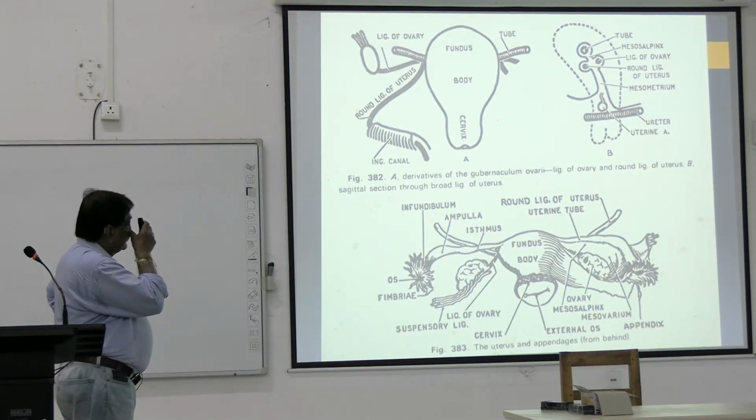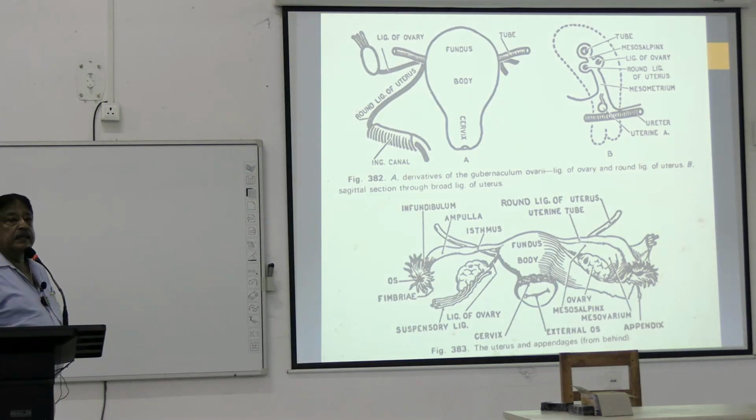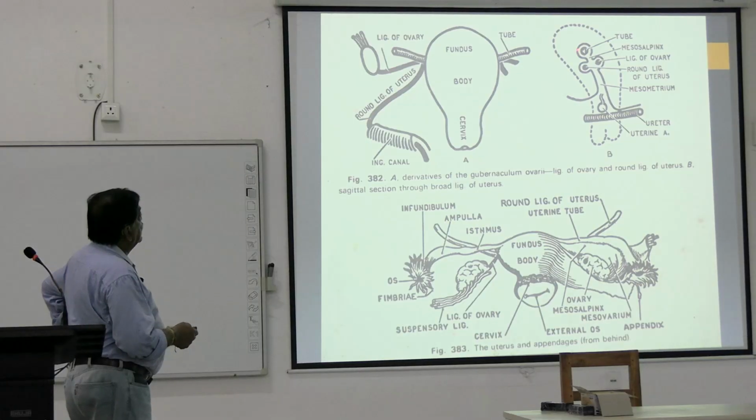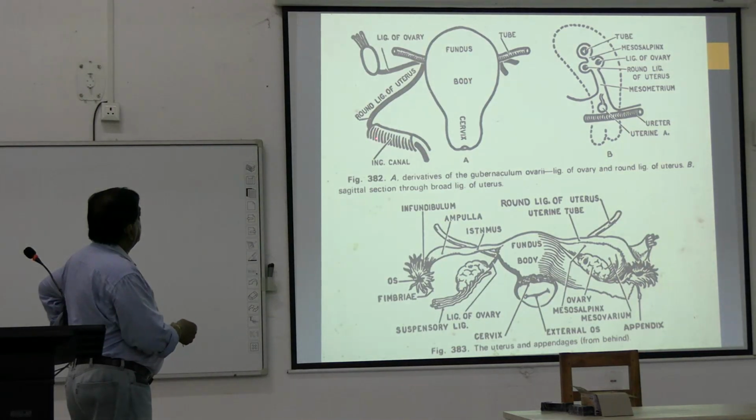Now, this is an illustration from Grant's anatomy. See, this is simplified. Fundus, body, cervix, round ligament of the uterus, inguinal canal, and it settles down in the labia.